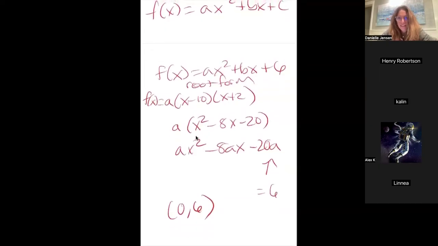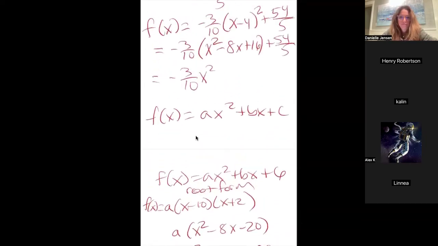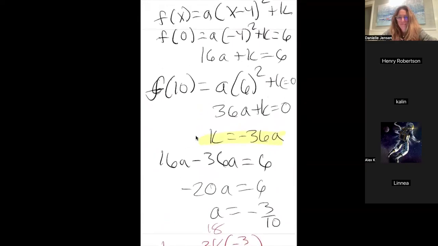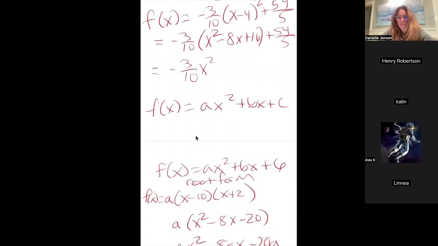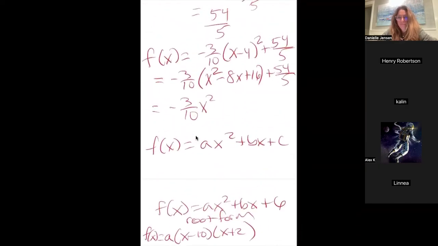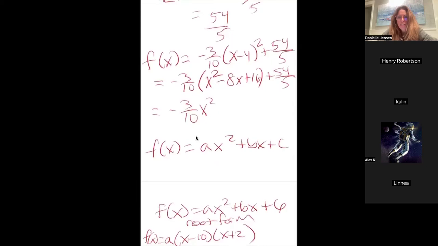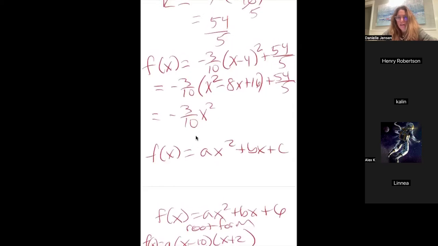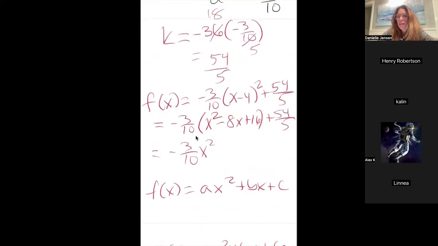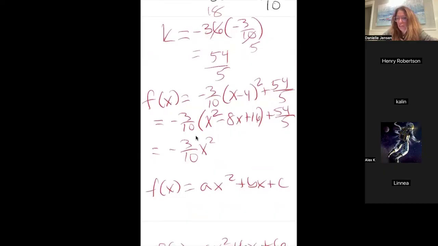Awesome. How we feeling? I just had a quick question. Yes. Since we solved for a and got -3/10, and since we know h is 4, couldn't you plug that into -b/2a and then solve for b that way? Since we know h is 4, and you know a as well, so you could. Oh yeah, sure. And then you can go back to using vertex form and find the y coordinate of the vertex.